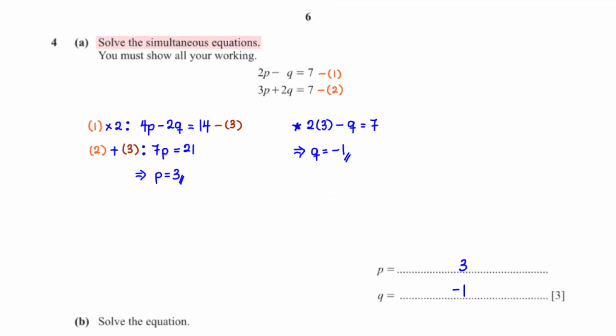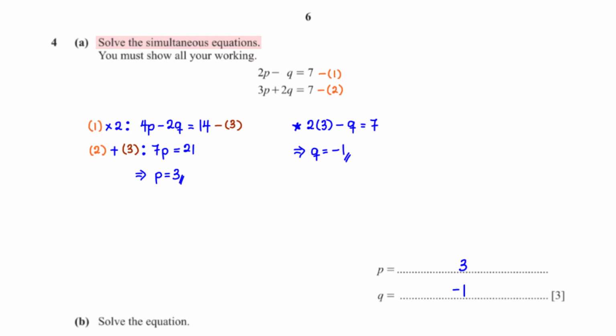Solve the simultaneous equations. You must show all your working. Let's label the given equations. We can start by eliminating the variable q. So first, we multiply equation 1 by 2, and that gives us 4p minus 2q equals 14. Let's call this equation 3.